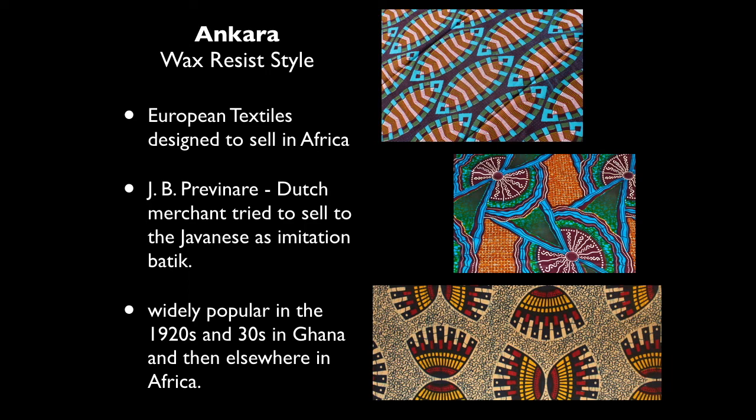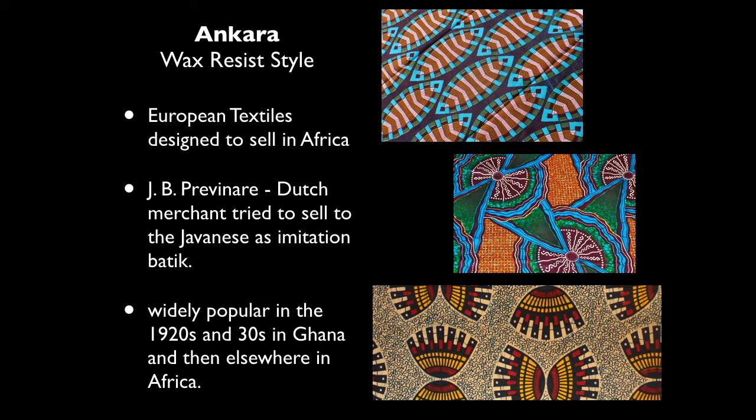This was originally designed by J.B. Prevenair, a Dutch merchant who had designs to import large quantities of cheaply manufactured, brightly patterned batik to sell to Javanese at a very cheap cost. The Javanese, who have very sophisticated batik tastes, were not interested in this, but for Africans who had grown up on the cassava resist dyeing, this became a much more vivid, exciting alternative.